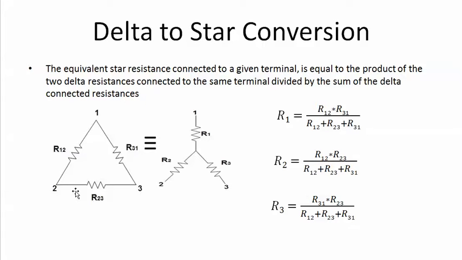Suppose all these resistances are equal, that is R12 is equal to R31 is equal to R23 is equal to R. Then what will be this R1? This R1 will be R into R divided by 3R, that is R square by 3R, that will be R by 3. So when you convert the delta resistance of equal resistance of R to star, each resistance of the star will be 1/3 times of the delta resistance.